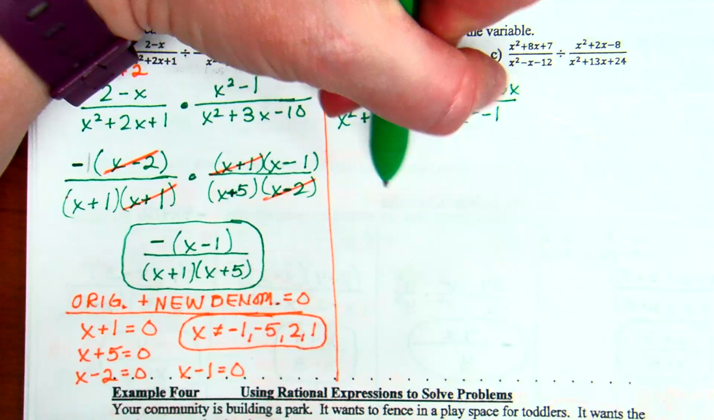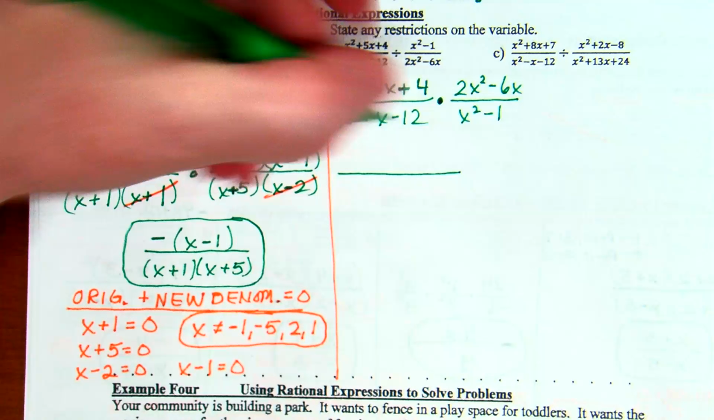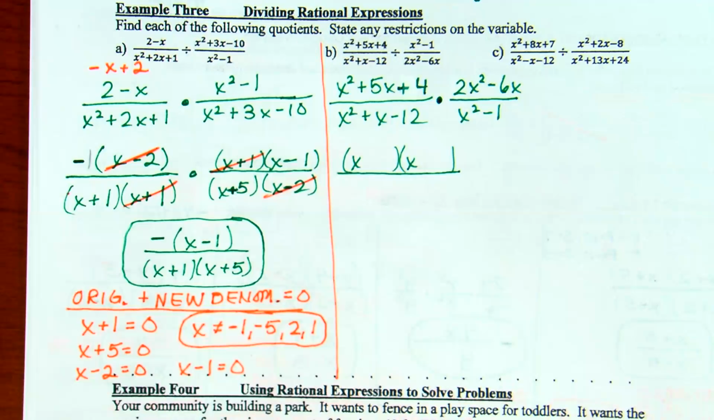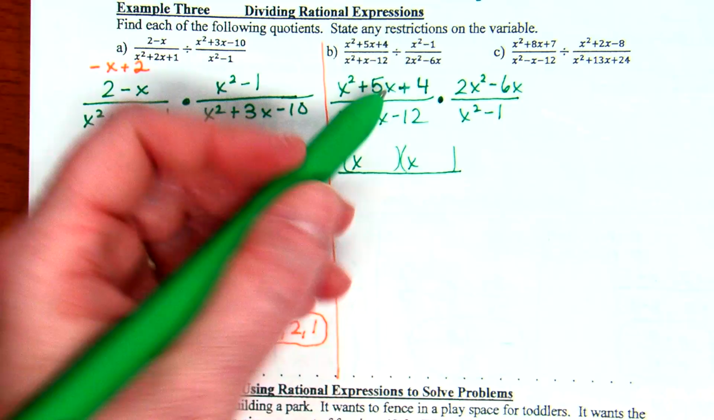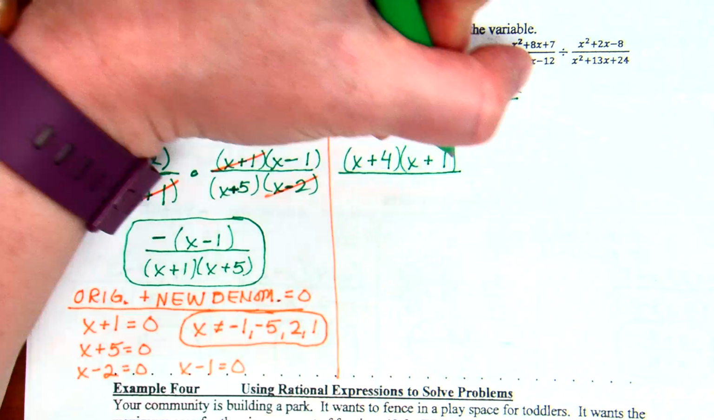Okay. Well, the first fraction looks easy enough. X squared plus 5x plus 4. That's in that typical 2 parentheses form, right? X squared is x and x. What about numbers? Multiplying to be 4, adding to be 5. It's going to be a plus 4 and a plus 1.